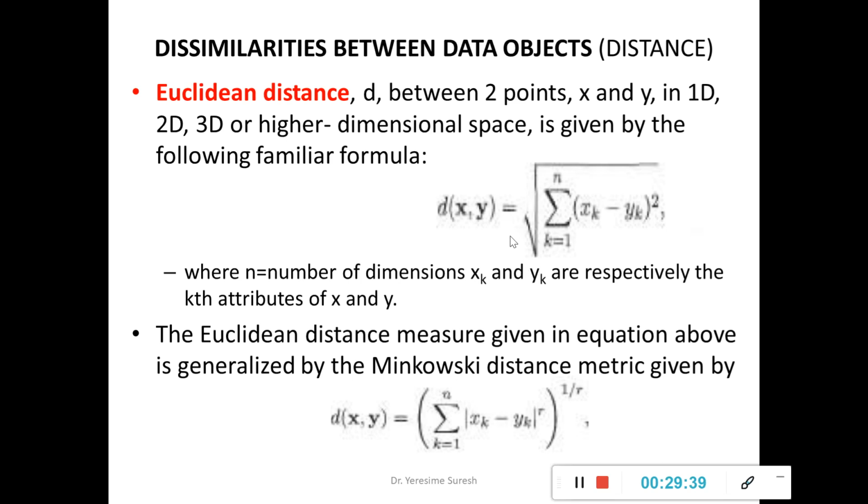Next, we have one more subunit wherein I measure the similarity between data objects by using mathematical functions such as the Euclidean distance, the Manhattan distance and the Minkowski distance. We'll define them one by one. The first one, the Euclidean distance d between two points x and y in one-dimensional, two-dimensional, three-dimensional or any high-dimensional space, is given by the following familiar formula, which is more frequently used, wherein the dissimilarity is measured between two data objects x and y. I hope the equation is clear to you.